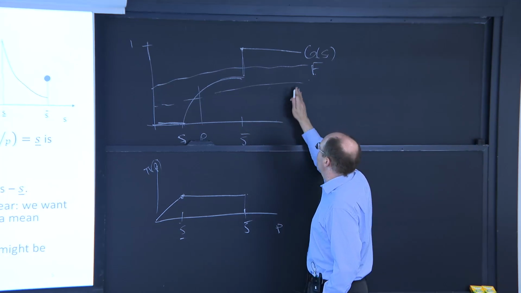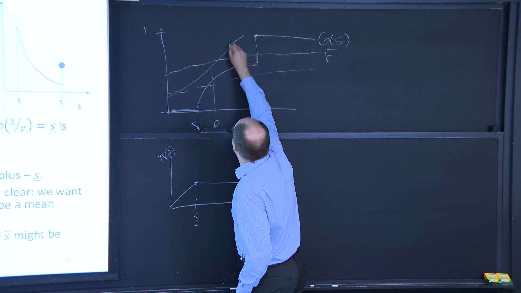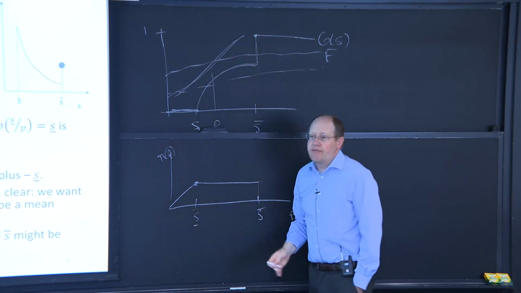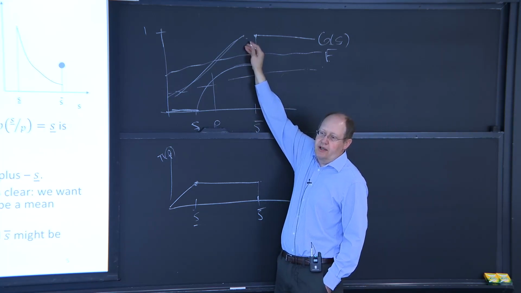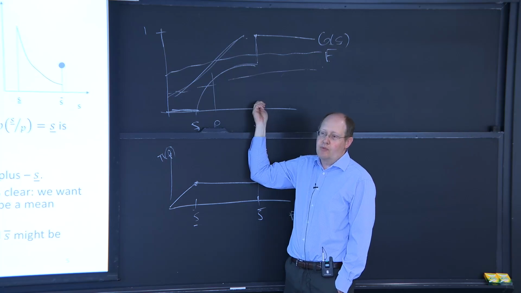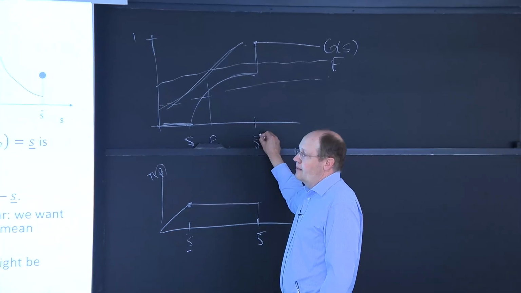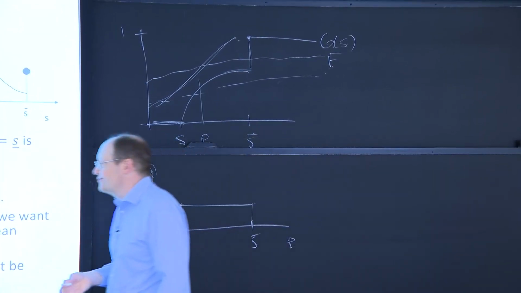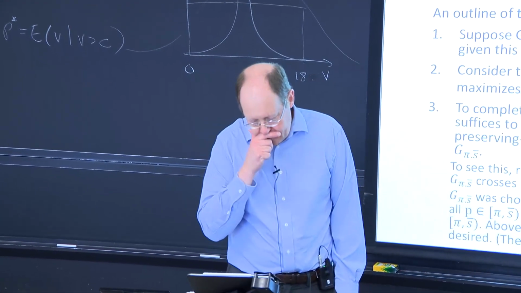The problem is going to come in if, let's suppose that F were to go like this, then it never crosses. And so if I'm having to use an S upper bar that's bigger than the upper bound of the F distribution, then this thing isn't a mean preserving spread of F anymore. And so what I'm going to want to do is pick the smallest S lower bar such that when I put the upper bound below the upper bound 1, I'm getting a mean of mu. Okay. So anyway, that's the best we can do within that class of distributions.